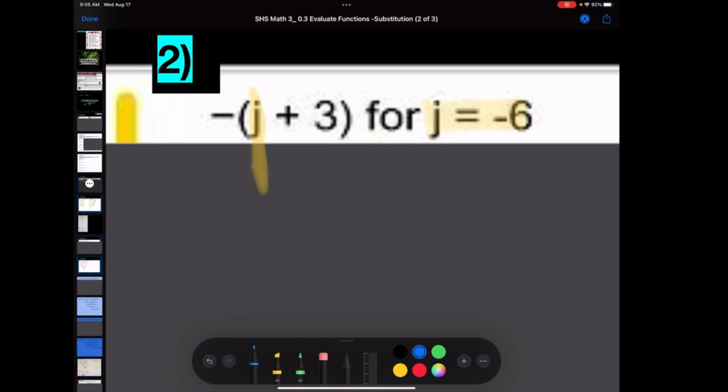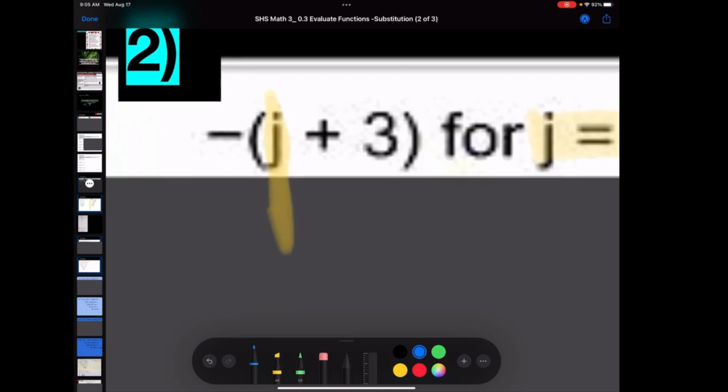Jasmine, tell me what to write, including symbols. Jasmine. This. What is that? Negative. Yes. Let's do another parentheses. -6 plus 3 parentheses. Thank you, Jasmine.